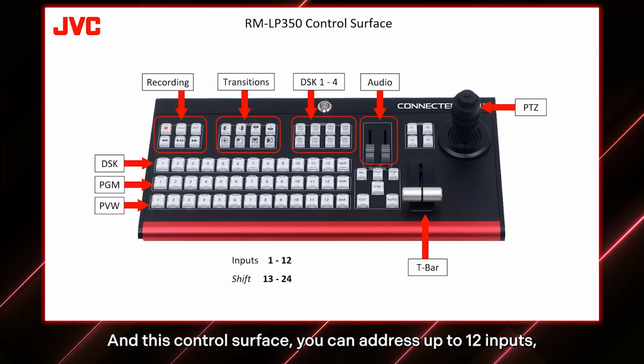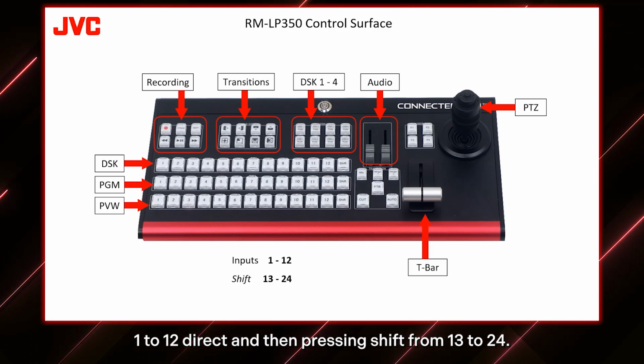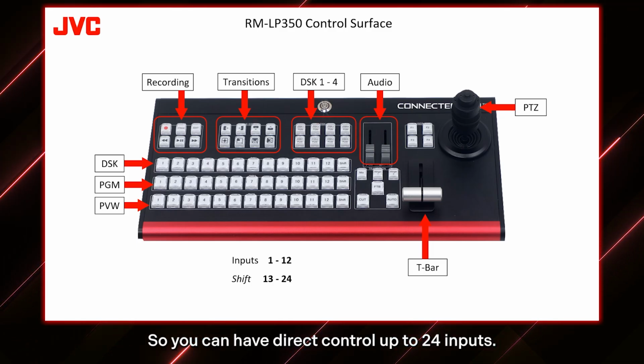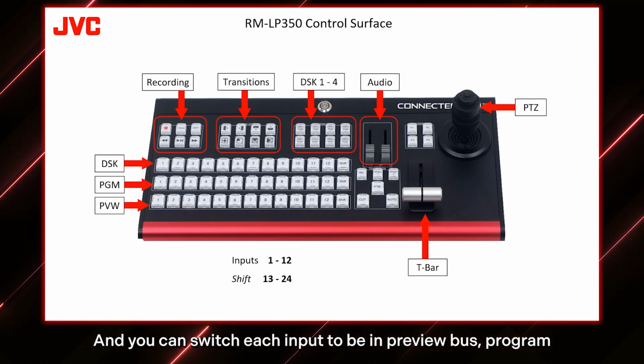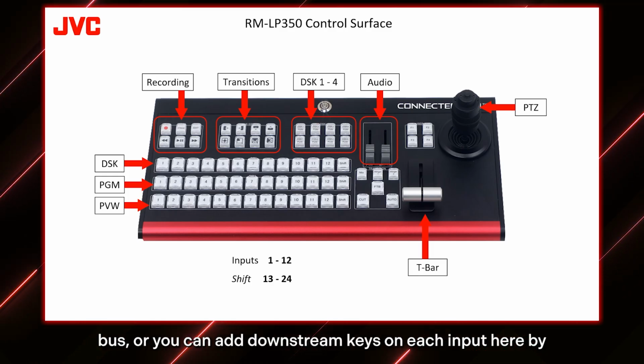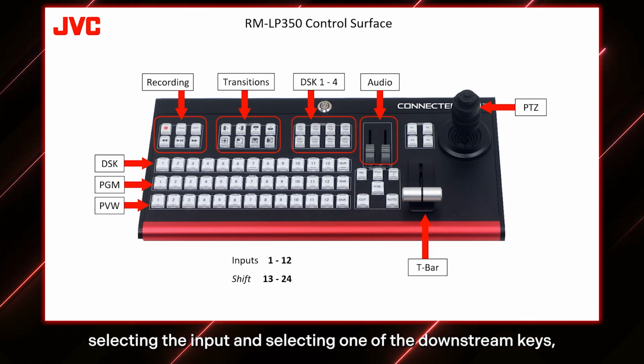controls. And this control surface, you can address up to 12 inputs, 1 to 12 direct, and then pressing shift from 13 to 24. So you can have direct control up to 24 inputs, and you can switch each input to be in preview bus, program bus, or you can add downstream keys on each input here by selecting the input and selecting one of the downstream keys.